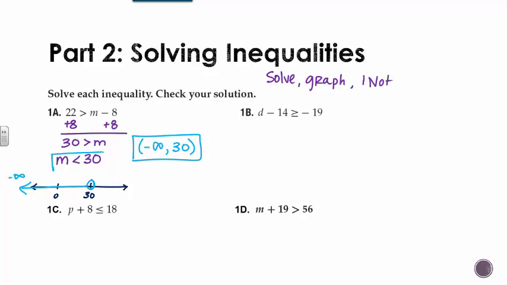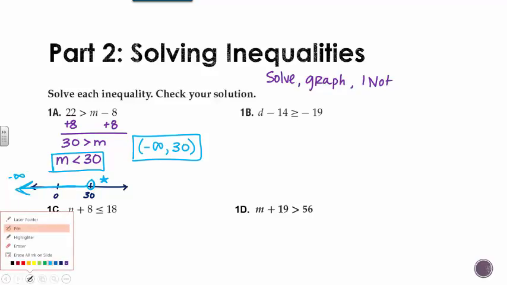So all 3 of these representations here show us where our solutions are. This one says that it's all the numbers less than 30. This one shows us on a graph where those solutions are. And this one gives us an interval. It's between negative infinity and 30.